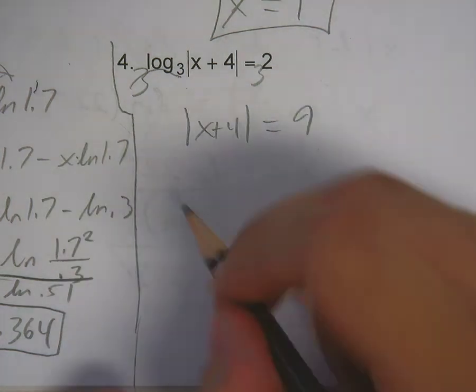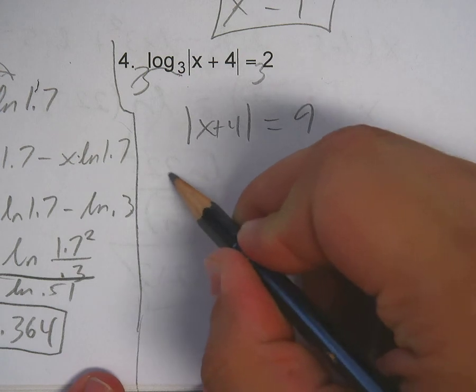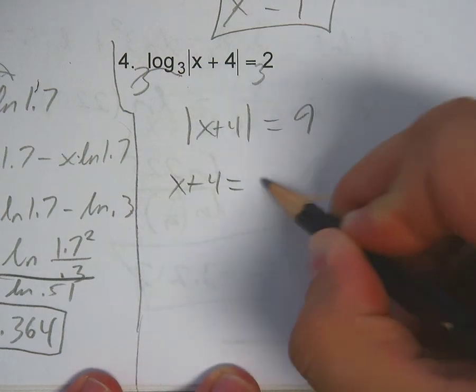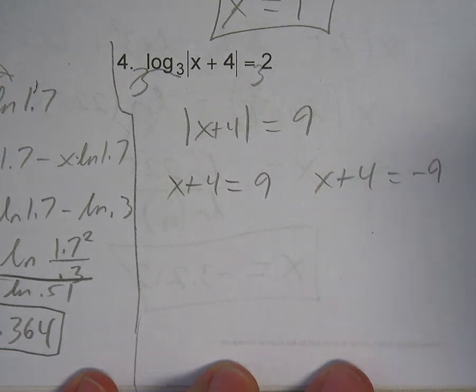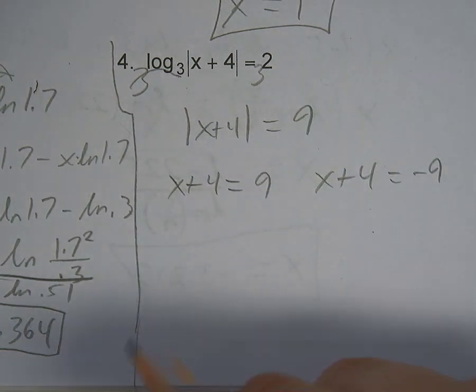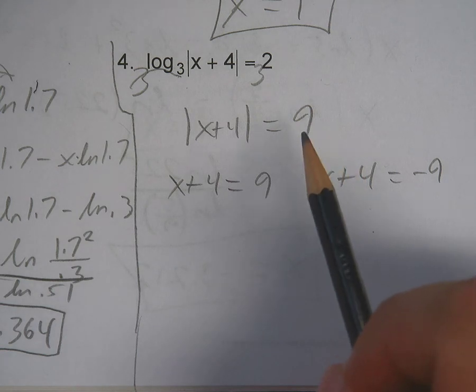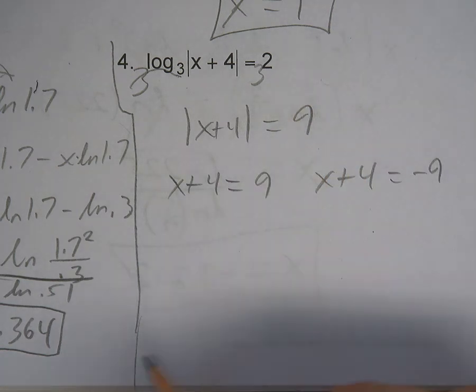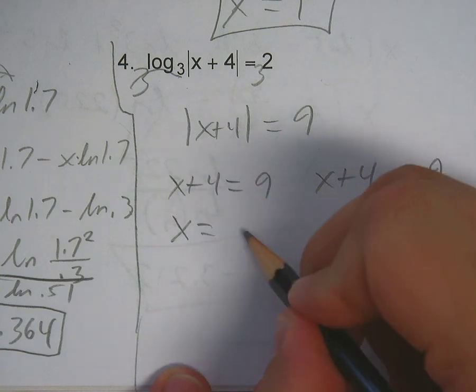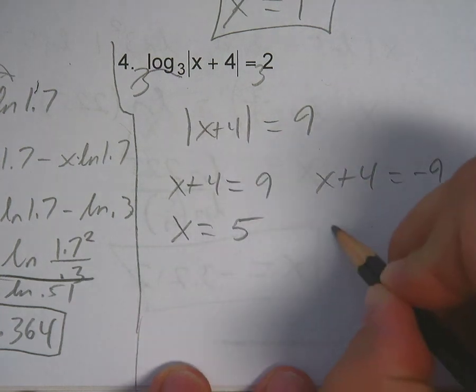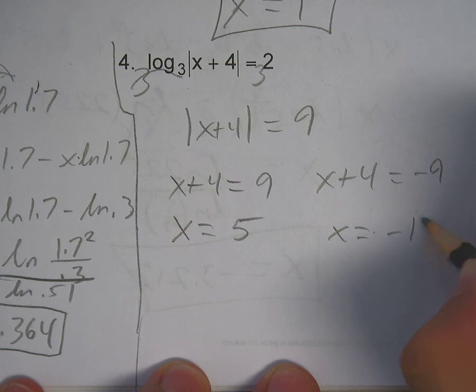Now, when I get rid of the absolute value sign, what that's going to do is split it up to x plus 4 equals positive 9 and x plus 4 equals negative 9. That's how you split the absolute value. You say, well, this has to be positive or negative, so let's figure out what x is. Subtract 4 in both cases, you get x is equal to 5 here, and x is equal to negative 13 here.